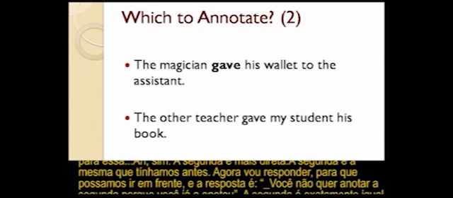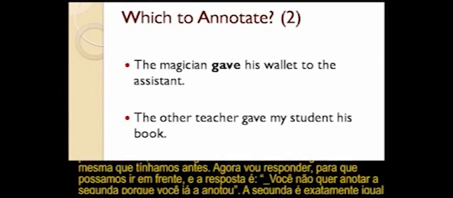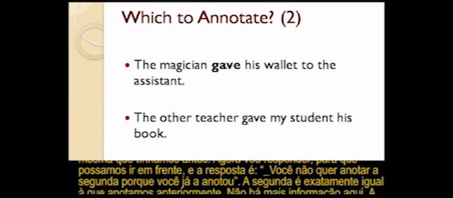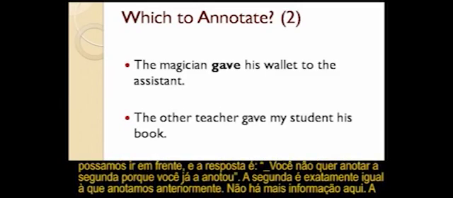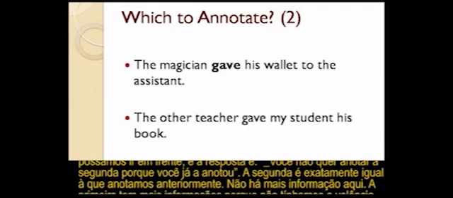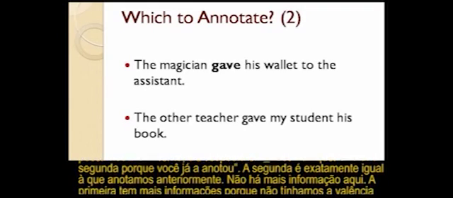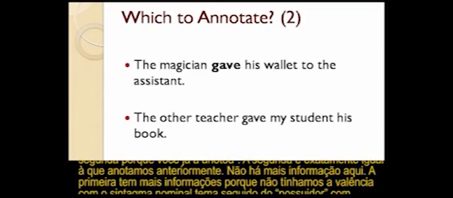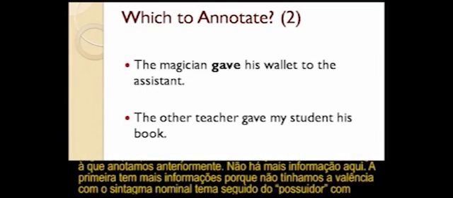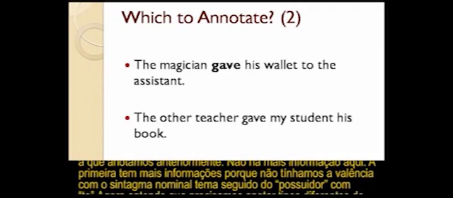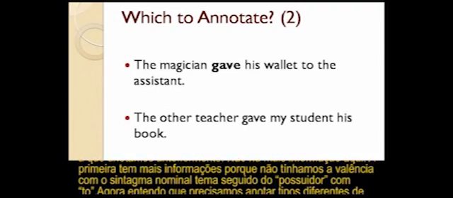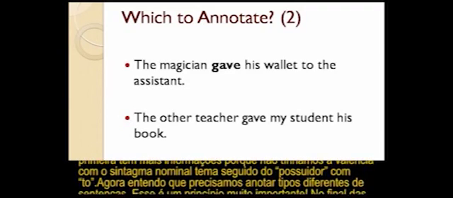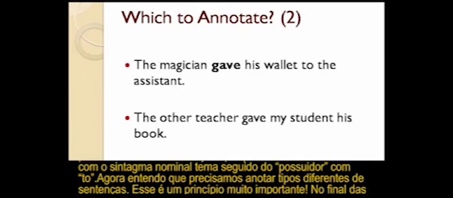So I'm going to go ahead and answer the question now so we can move on. The answer is you don't want to annotate the second one because you already annotated it. The second one here is exactly the same as the one we previously annotated. So it's not more information. So the first one is more information because we didn't have the valence with the noun phrase theme followed by the possessor with to. Okay?